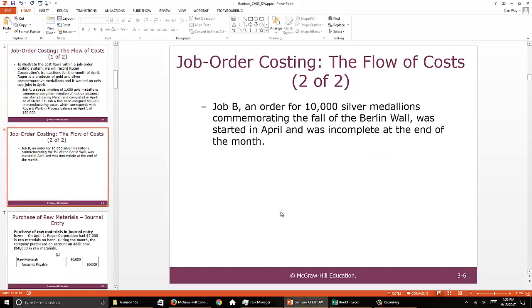Job B for Ruger is a separate order of different medallions that was started in April and was incomplete at the end of the month. So again, there's going to be things sitting in work in process at the end of April associated with this particular job.